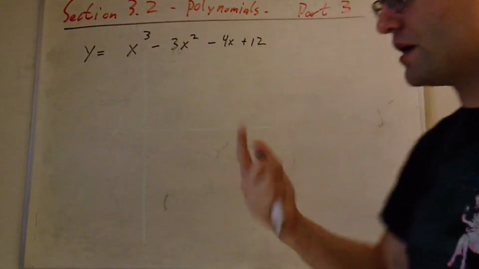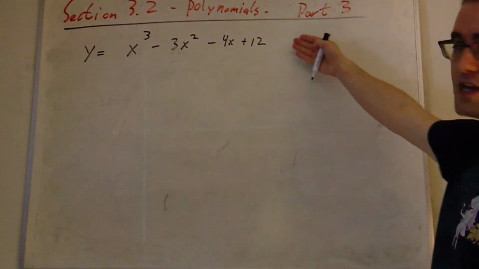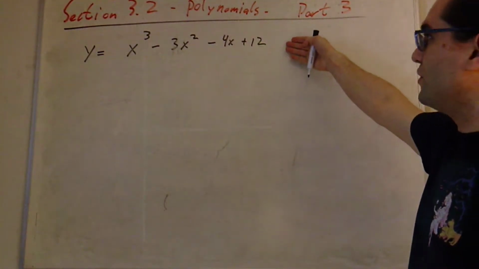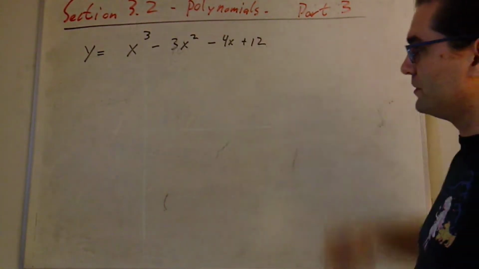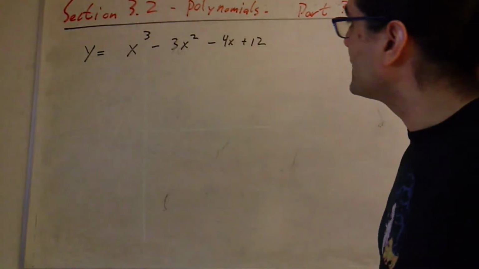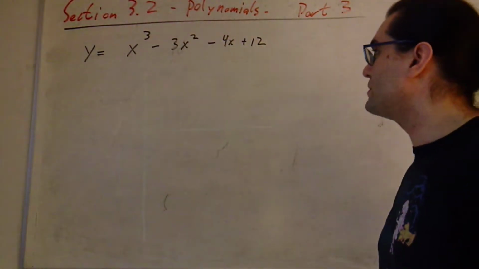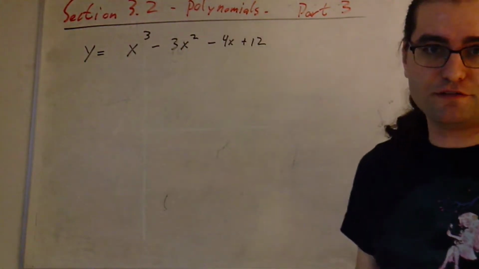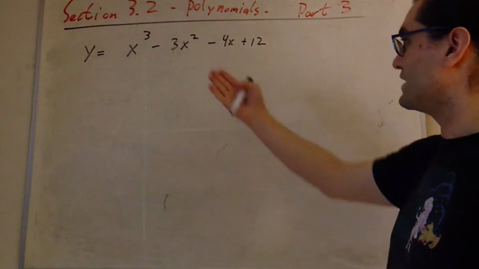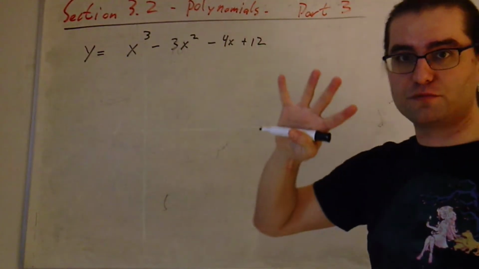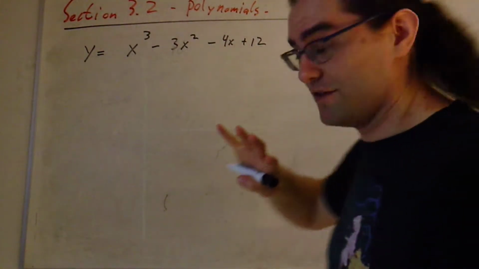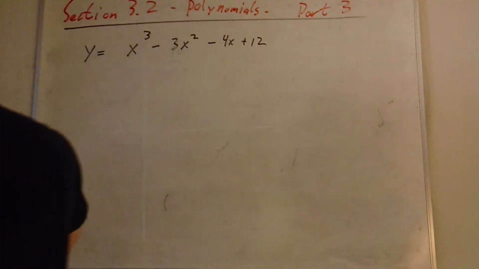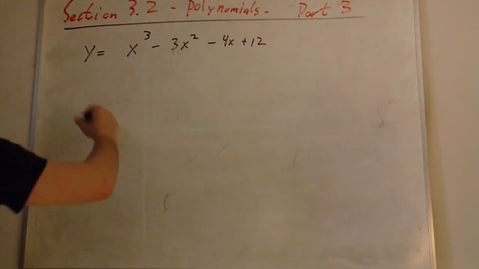So we're going to pick up right where we left off with another example, going through the local behavior and end behavior of this polynomial. This one we have today is x cubed minus 3x squared minus 4x plus 12. So this is a cubic polynomial with 4 terms. We're going to have a good time factoring this one. Let's get right into it.